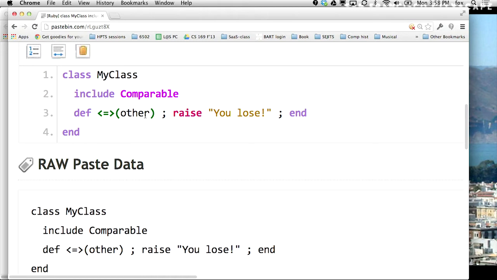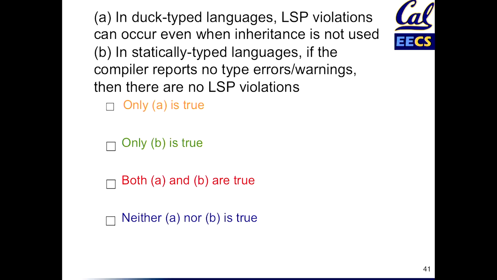So here's a case where there's no inheritance in the traditional sense, but there is the contract, a concept of a contract, and I'm breaking the contract by having a behavior for this operator that's stupid and doesn't obey what the contract is. So that says that in duck-type languages, it is possible to have LSP violations even in the absence of inheritance. Therefore, A is true.